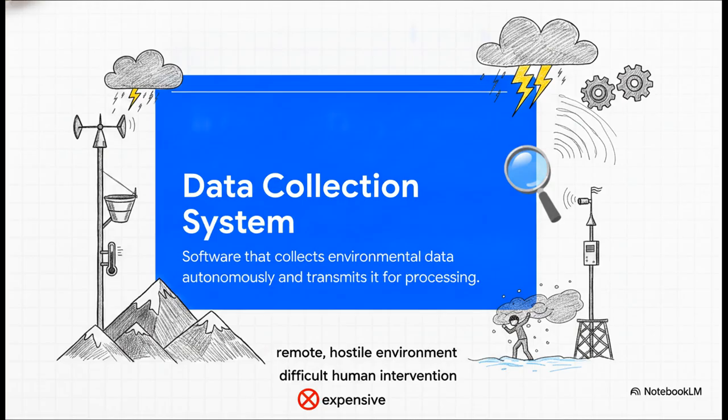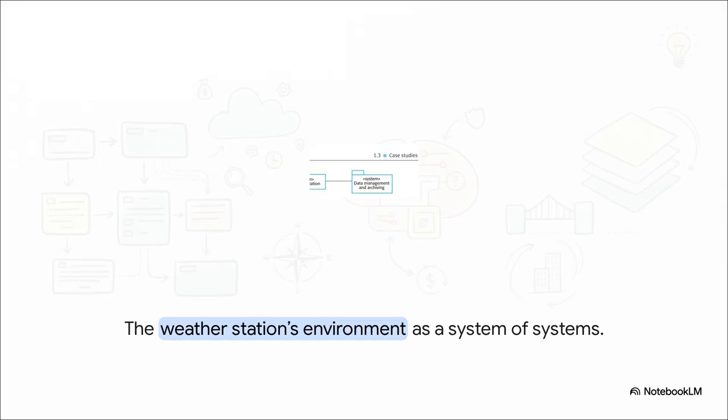The overarching goal for this specific project is deploying hundreds of these stations out into remote, hostile environments to monitor climate change. Because they are so remote, sending a human out to fix them is incredibly difficult and expensive, and that fact completely changes our software priorities. So the weather station doesn't just operate in a vacuum. It operates as a system of systems. It's like a giant interconnected puzzle. On the left, we have the actual weather station system itself, out there collecting data in the wilderness.